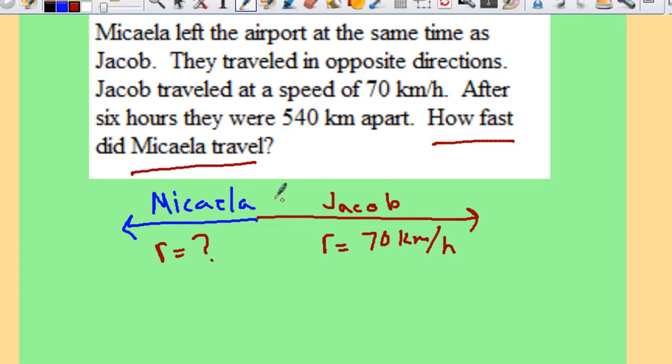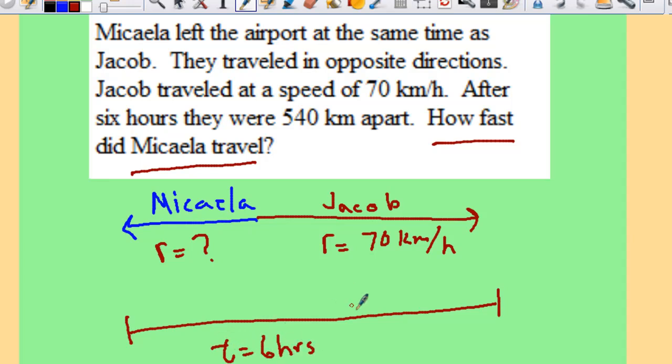At this point, again, without reading farther, we wouldn't be able to solve this problem, but they do tell us after 6 hours, so they give us a time, and they give us a distance that they were apart. So after 6 hours, so T is 6 hours, we're told that the distance that they were separated was 540 kilometers. Okay, so really what we know at this point is we do know the time. They each traveled 6 hours. So the time that they were from the airport on, they were each gone 6 hours.